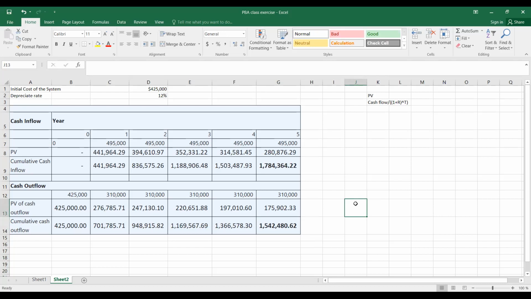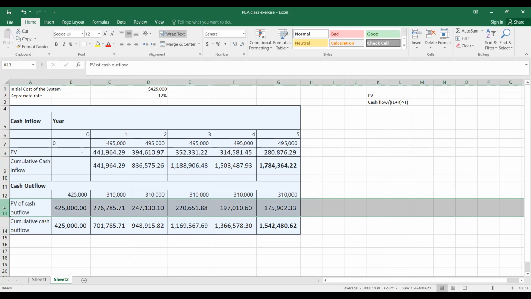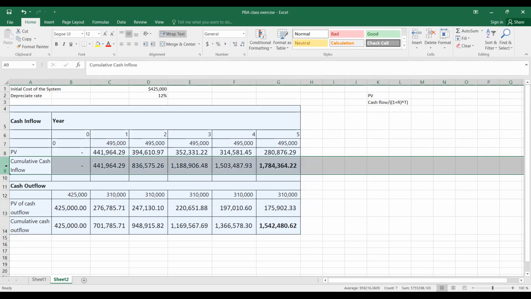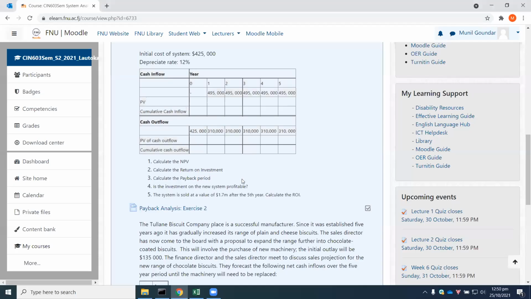No? Okay, if no questions and no queries, this is what we have done so far. We have found out the present value for both cash inflow and outflow. And then we have calculated the cumulative cash inflow. Now, why are we doing this? Let's have a look at the question on Moodle. And the question says, calculate the net present value.